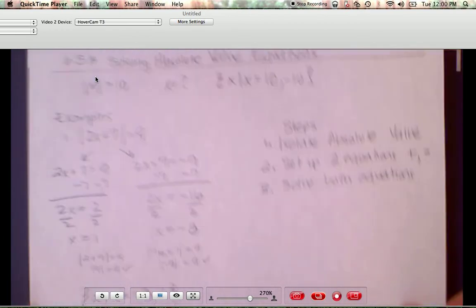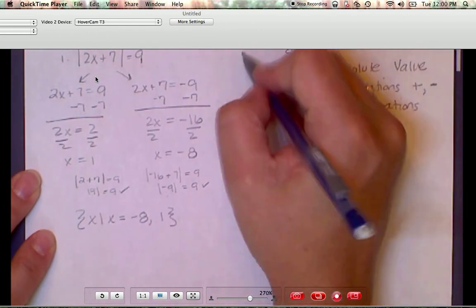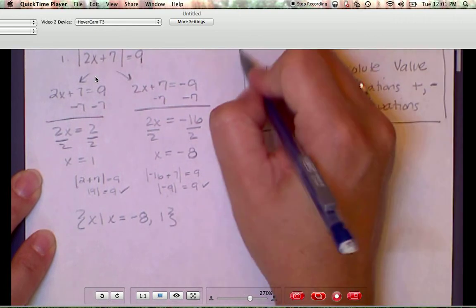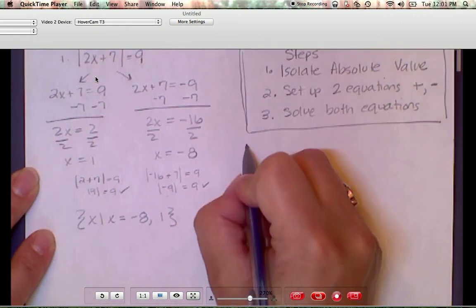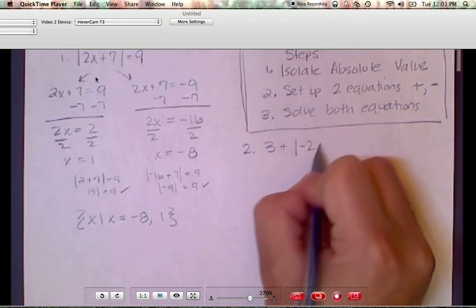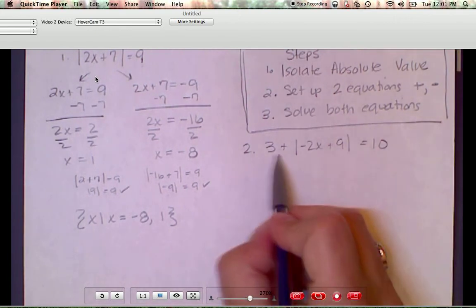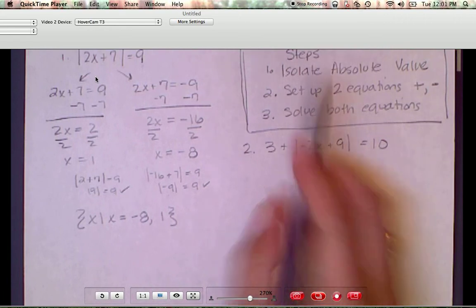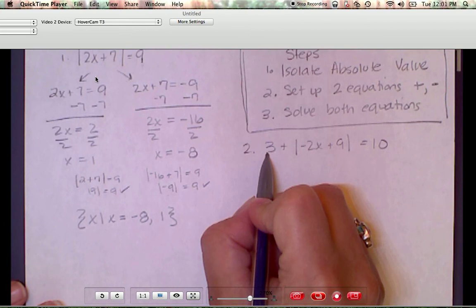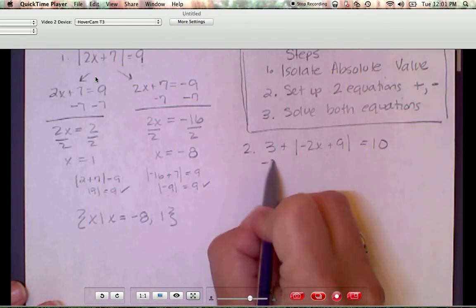Let's move on down a little bit. I'll put example 2 on the right here. Let's put this in a box. If you wrote it on this page, or it's on your Cornell note sheet, then that's even better. So example number 2: 3 plus the absolute value of negative 2x plus 9 equals 10. Notice there's a 3 plus on the outside of this absolute value. According to our steps, we need to isolate the absolute value first. So we need to get rid of this 3. How can we get rid of that 3? That's right, we're going to subtract it and move it to the other side.